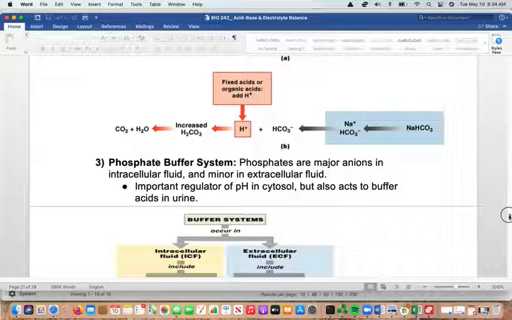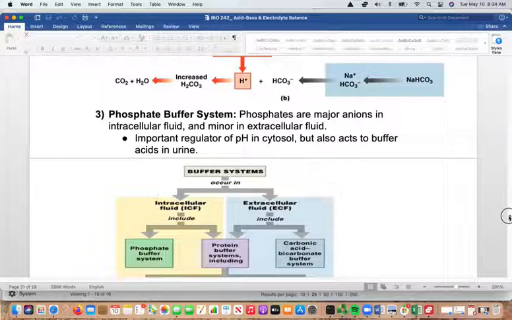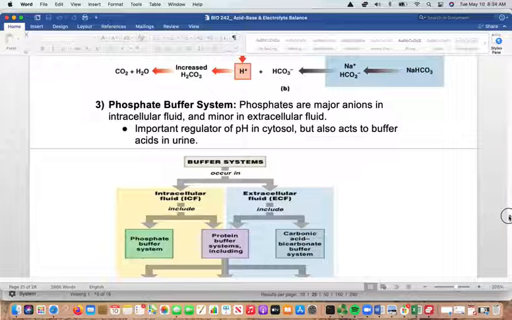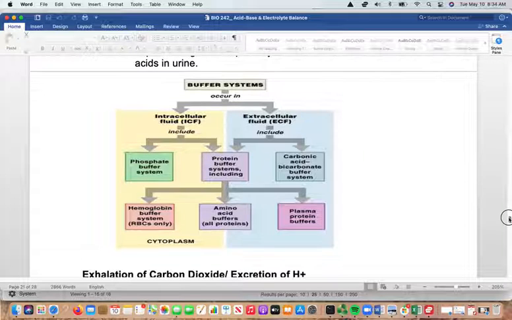And then the phosphate buffer system. Phosphates are major anions in the intracellular fluid and minor in the extracellular fluid. They're an important regulator of the pH in the cytosol, but act as a buffer to acids in the urine. So when we look at buffer systems in the intracellular fluid, you've got the phosphate buffer system and the protein buffer system. For the extracellular fluid, you also have the protein buffer system and the carbonic acid bicarbonate buffer system.